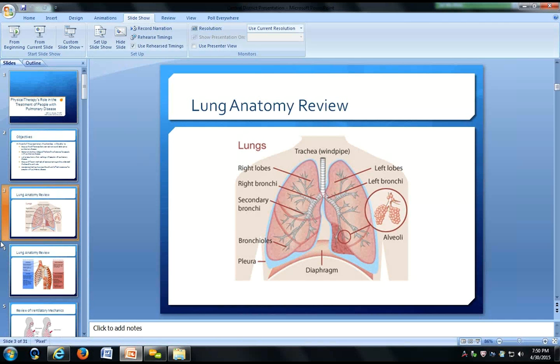We see them at the hospital. They have a pulmonary function lab.